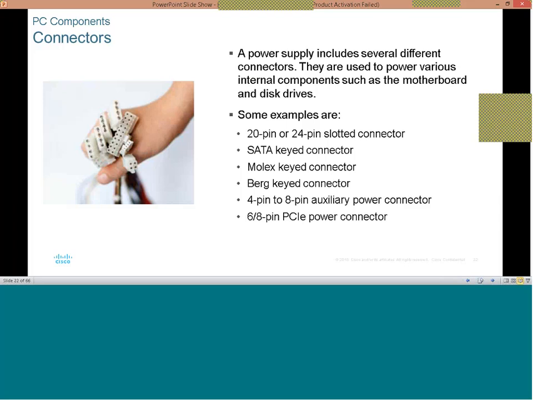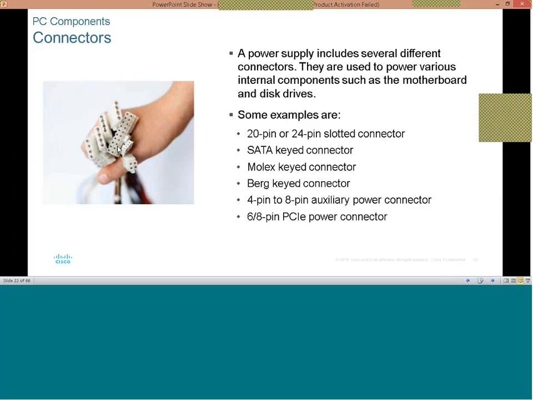So a power supply includes several different connectors. They are used to power various internal components, such as the motherboard and disk drive, which is your hard drive. Some examples are the 20-pin or 24-pin slotted connector. You can see here, this is the one that goes straight to the motherboard. The motherboard itself is a circuit board in which all the internal components are housed. And the cable you use to power it is this. On the computer motherboard, there's a particular slot for it.